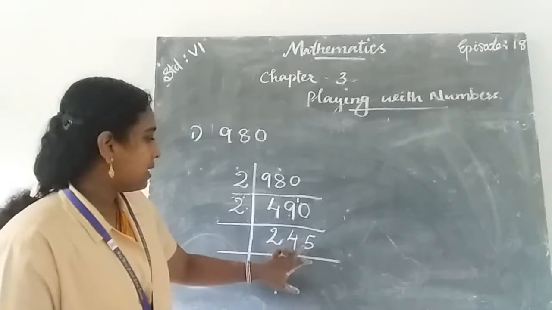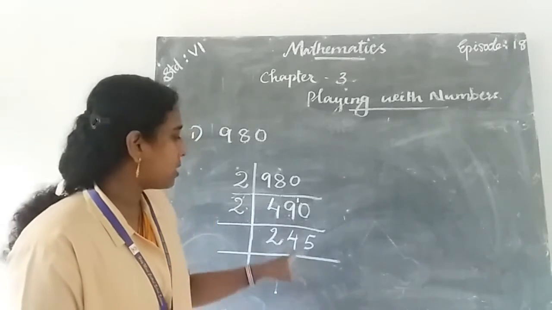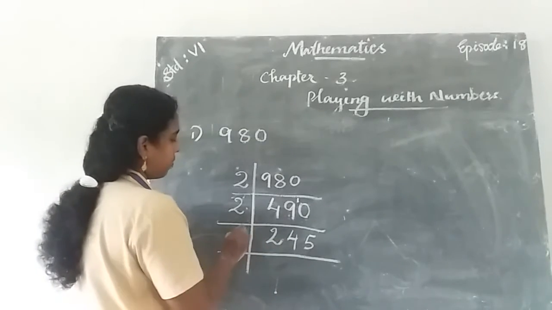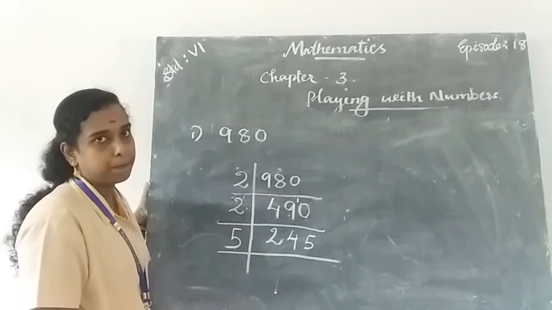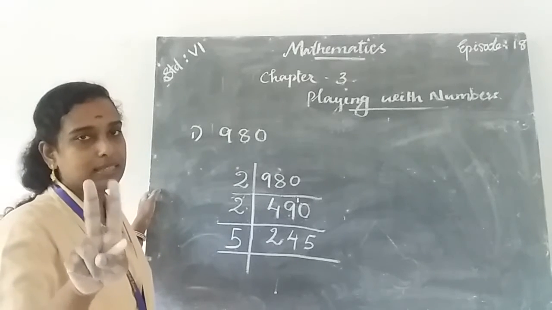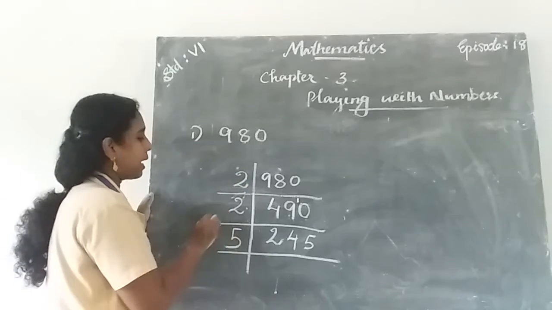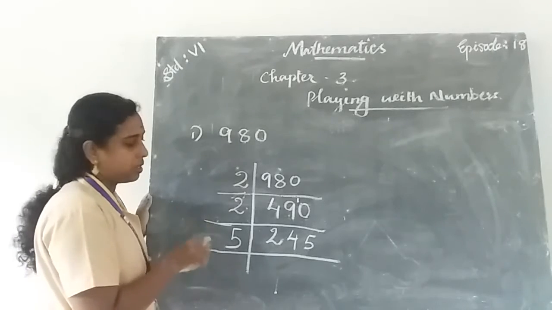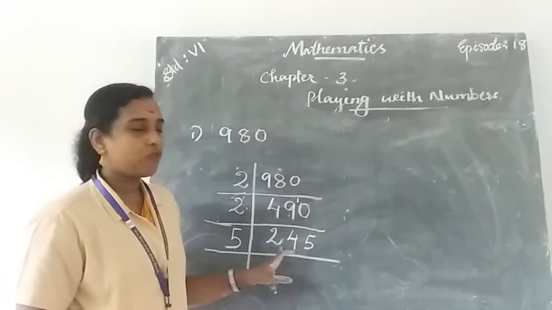Okay. So this is divided by 5. 245 is divisible by 5. So we use 5. 5 is also a prime number. Okay. Prime number means the number having only 2 factors, that is 1 and the number itself. Okay. So here we use only prime numbers for factorization. Factorization by division method. Here 245 is divisible by 5. So we divide 245 by 5.